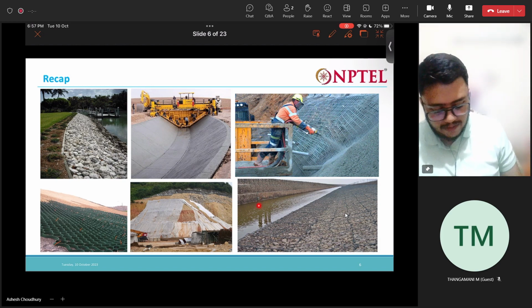And here we have this gabion. You can see these cages are there. Inside that we have aggregates filled to construct this gabion. So here also we have gabion, and on this side also gabion, and water is flowing in between.